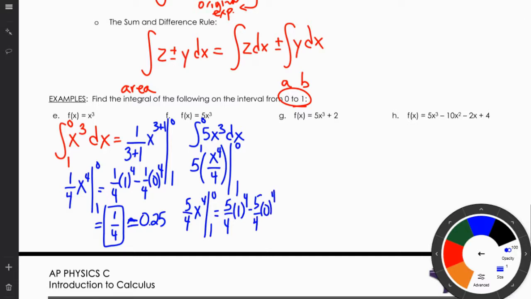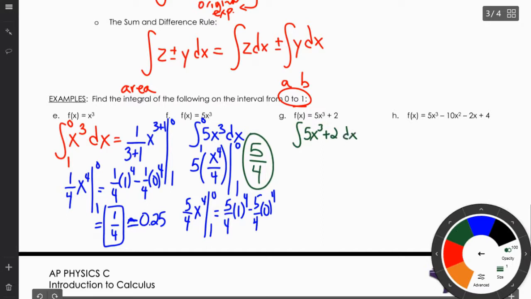And so that gives me, I'll write it right above it here in a different color, an area of 5/4, right? Again, if you plotted this function 5x cubed and you drew an area from 0 to 1, that area would be equal to 5/4. Okay. Now we have one that has a constant here, so we would have the integral of 5x cubed plus 2 dx from 0 to 1, right?